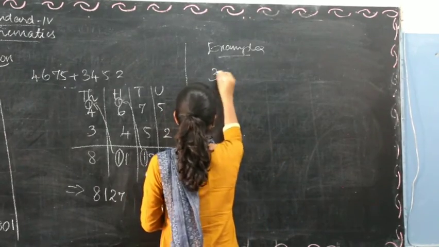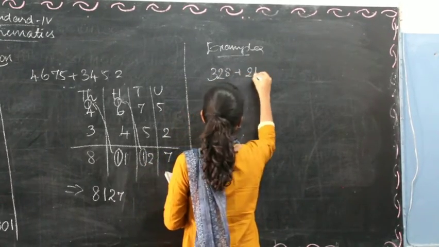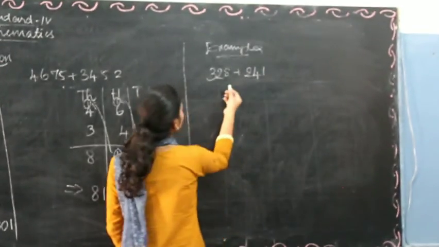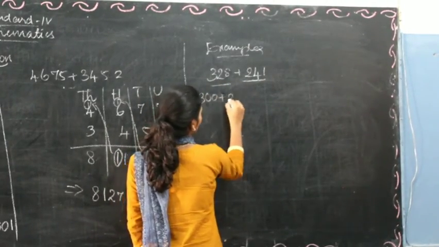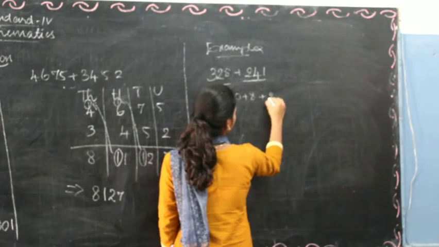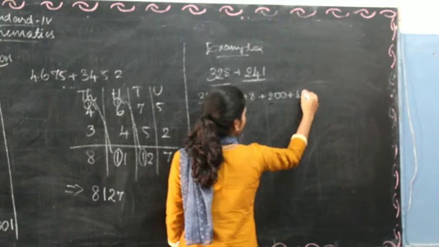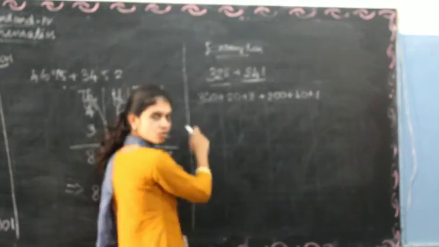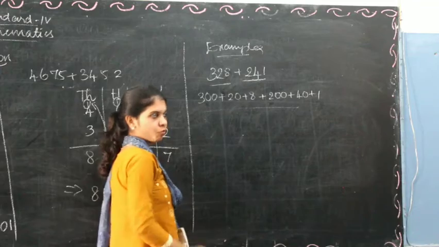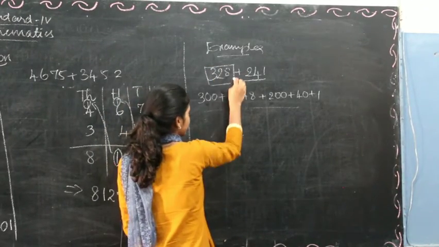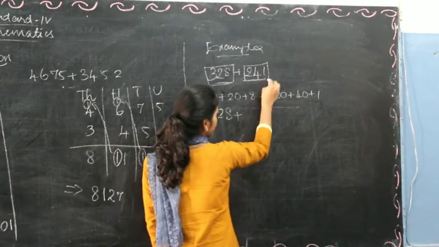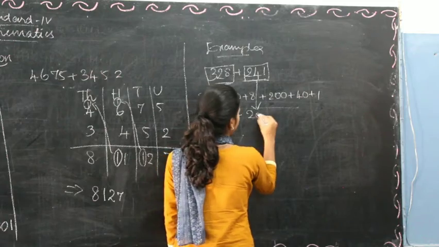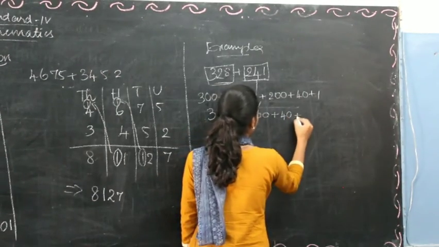So let's add 328 plus 241. You have already learned in 3rd standard that you can write both of them as 300 plus 20 plus 8 plus 200 plus 40 plus 1. It looks really lengthy. So what we are going to do is keep this as such, 328 plus, and we are splitting only this one, 200 plus 40 plus 1.